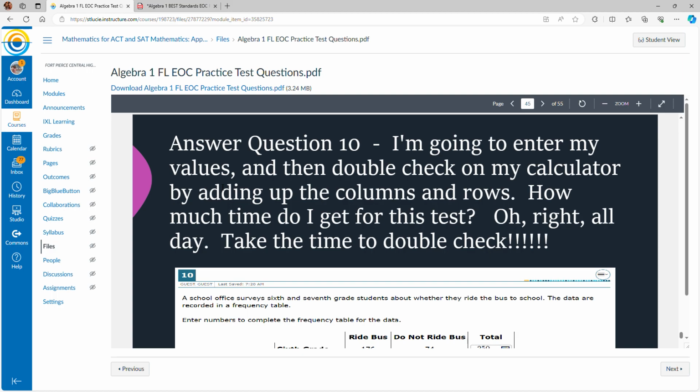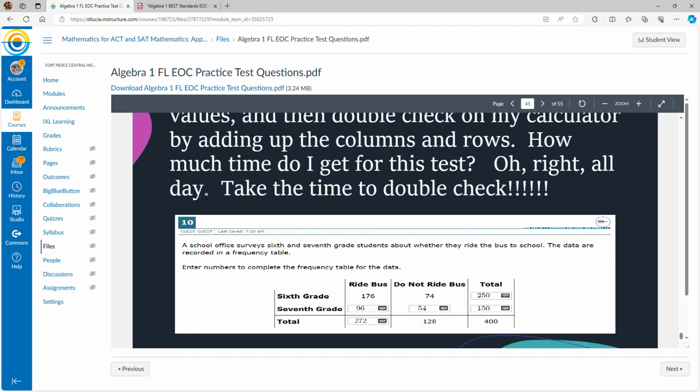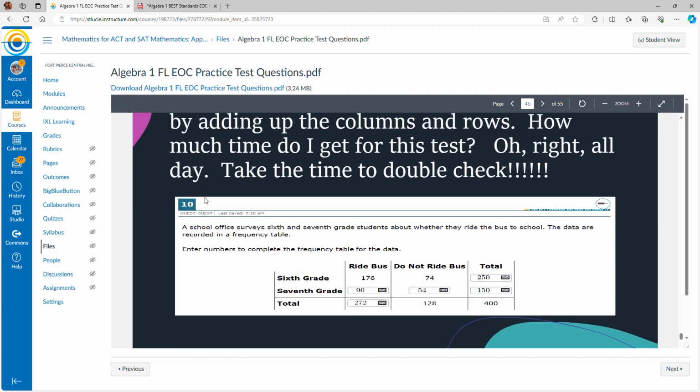How much time do you get for this test? Right? All day. So take the time to double check. Don't pull a Mrs. Cameron and make a goofball mistake. So 176 plus 74 equals 250, check. 96 plus 54 equals 150, check. 272 plus 128 equals 400, check. That's the rows. Now the columns. 250 plus 150 equals 400, check. 74 plus 54 equals 128, check. 176 plus 96 equals 272, check. Checkity, check, check, check. Make time to check your answers.